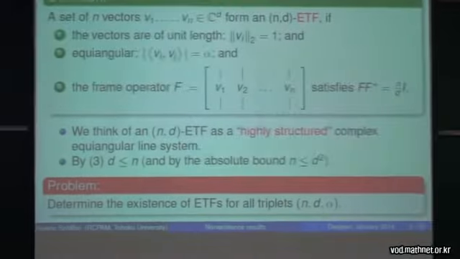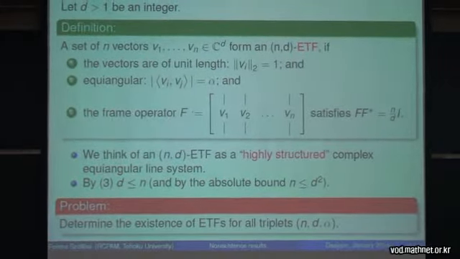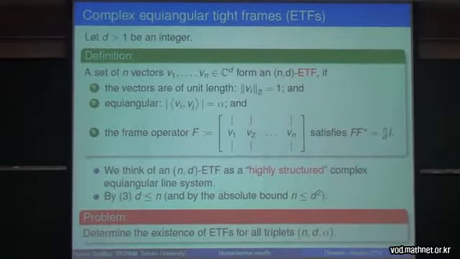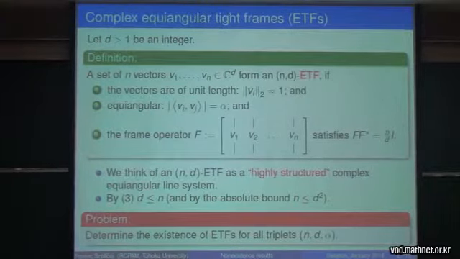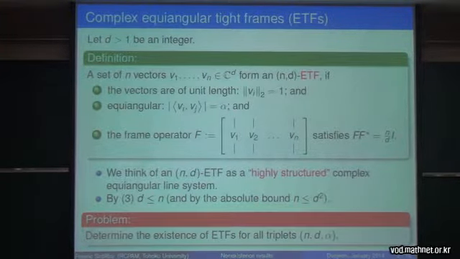We fix d, which will be a dimension, and a set of n vectors v1, v2 up to vn in the complex d-dimensional space form an (n, d) equiangular tight frame if the vectors are of unit length, they are equiangular, that is, the inner product or angle between any two distinct vectors is the same constant. We call this constant alpha, and it's called the common angle between the lines.